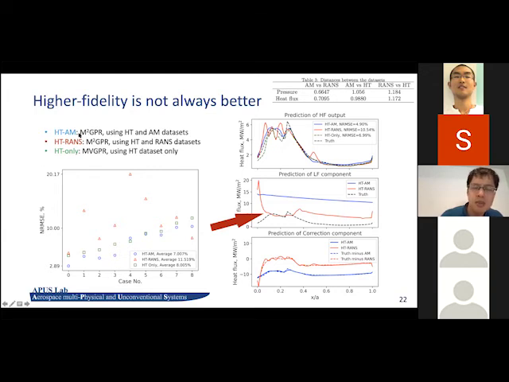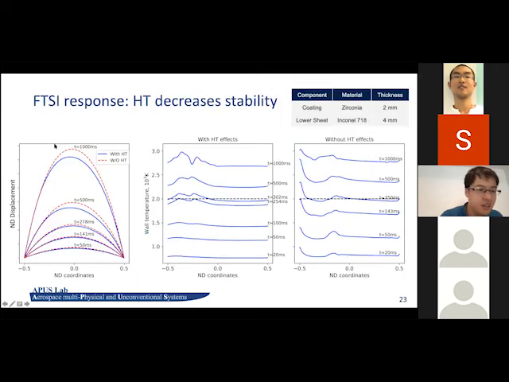The model combined with the analytical model is better than the model combined with the RANS model, even though the RANS model is supposed to have higher fidelity. Now, again, for the sake of time, I'll skip this part that's mainly of interest to the hypersonic folks.